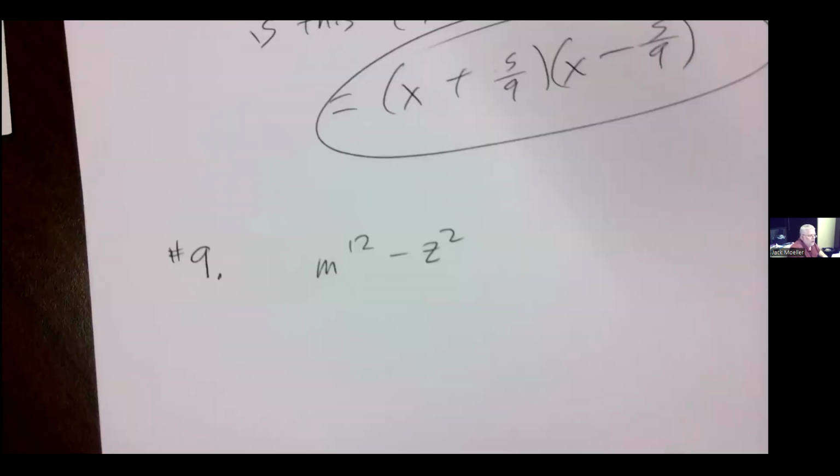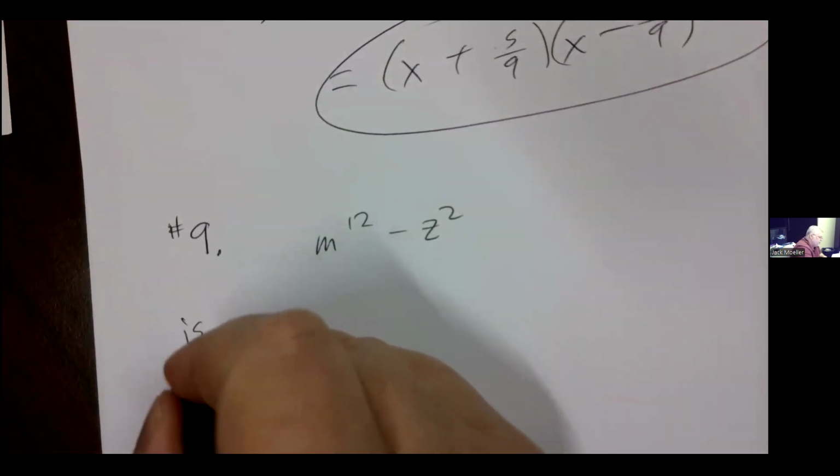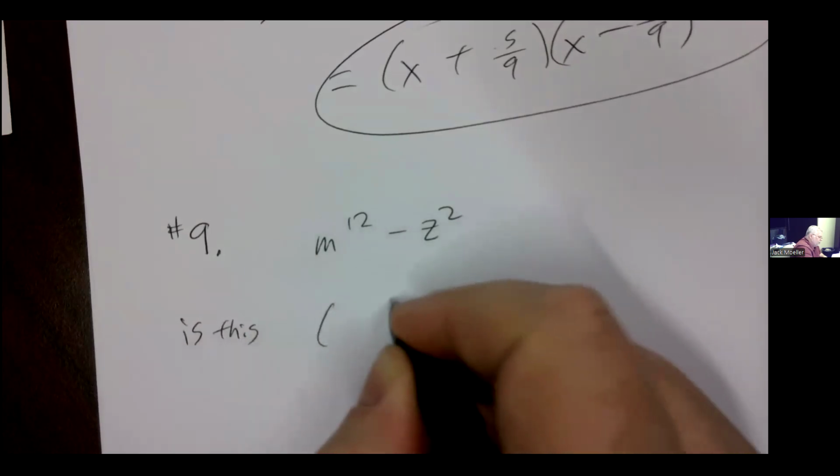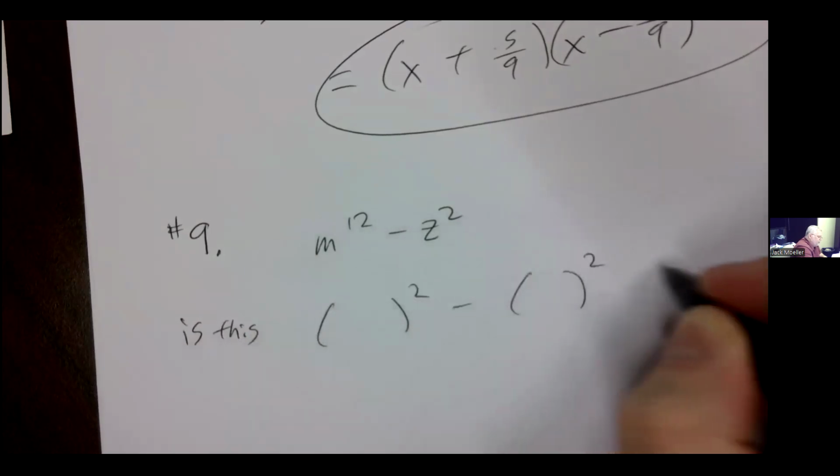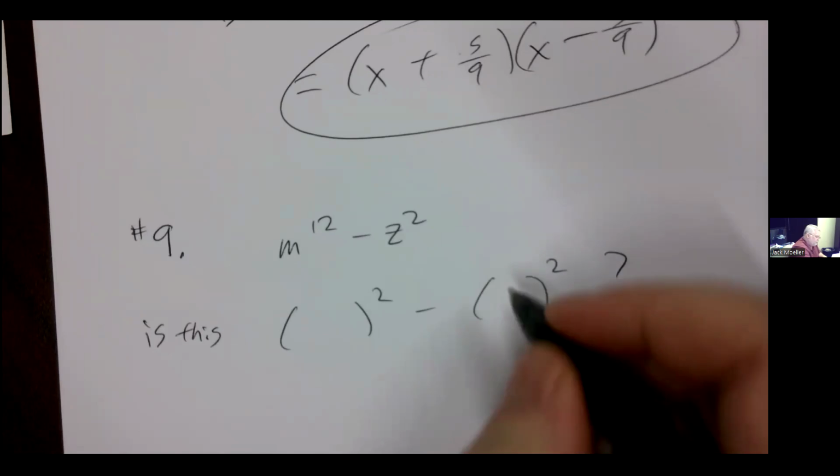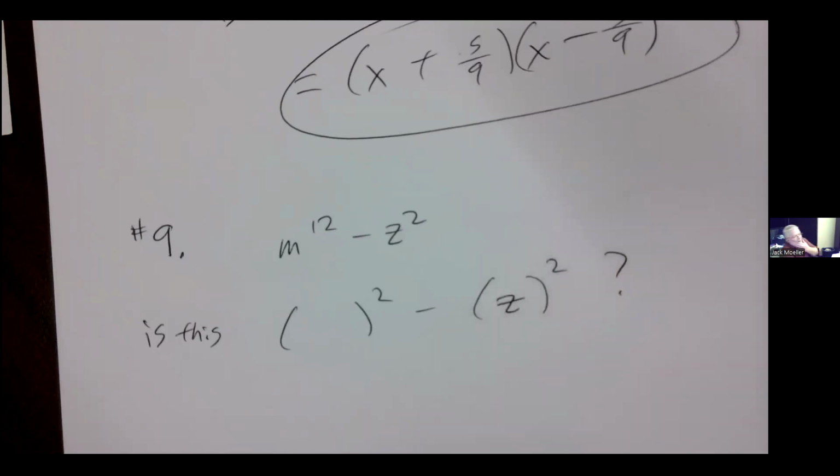Wow. So again, the key idea is something squared minus something squared. I'll do the hard one. There we go. Z times z is z squared. What about m to the 12th? Is that something squared?